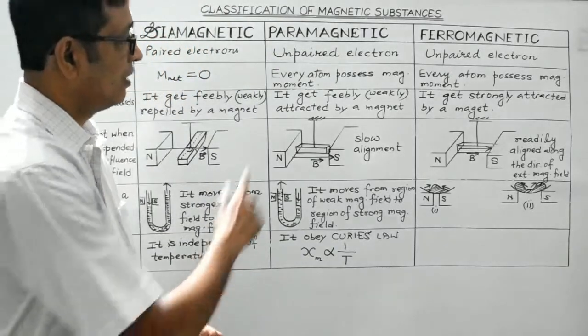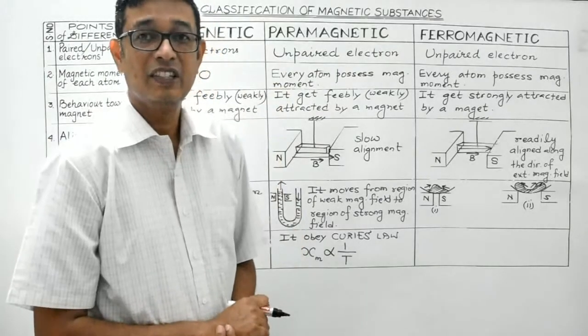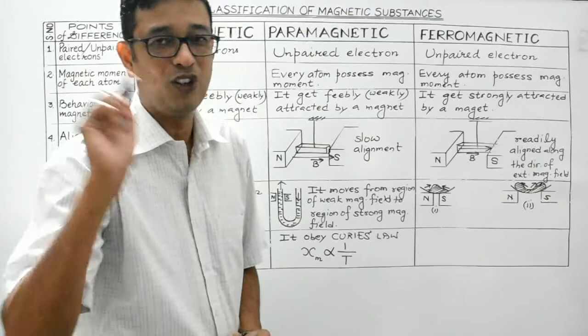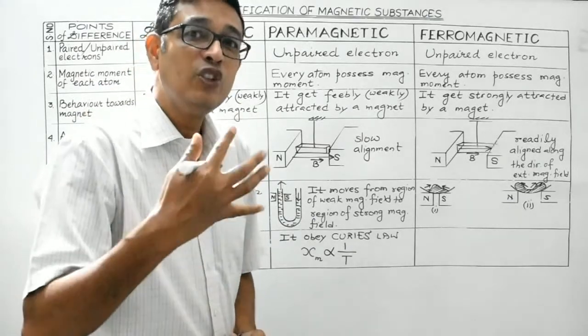Ferromagnetic substance also depends upon temperature, but it does not obey Curie's law. Instead, it obeys the Curie-Weiss law.